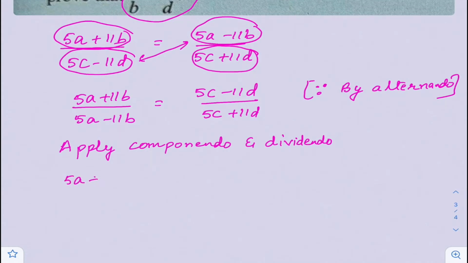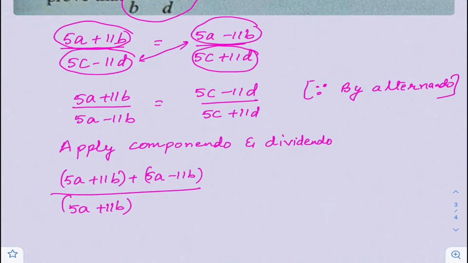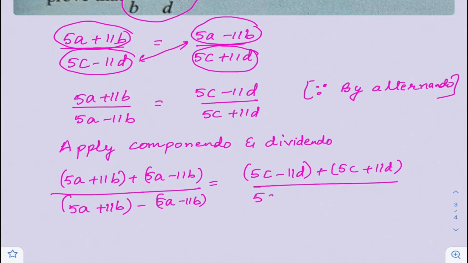(5a + 11b) + (5a - 11b) over (5a + 11b) - (5a - 11b) equals (5c - 11d) + (5c + 11d) over (5c - 11d) - (5c + 11d).